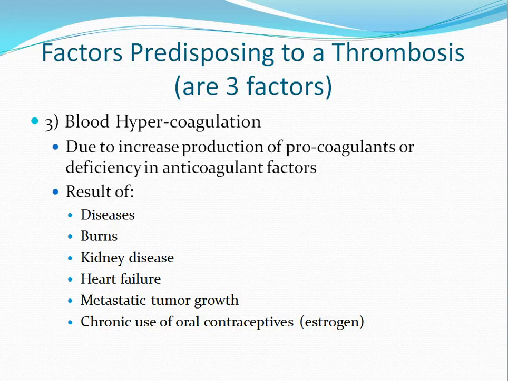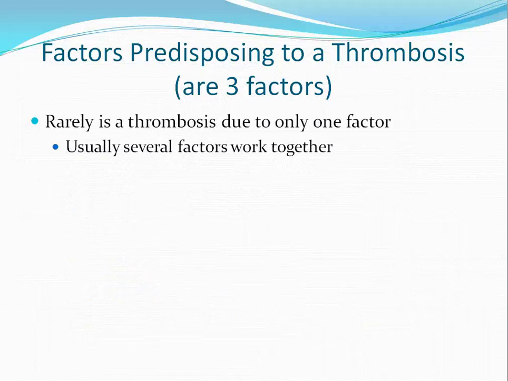The third factor that can predispose a person to a thrombosis is blood hypercoagulation. This is due to excessive production of procoagulants or due to a deficiency in anticoagulant factors. This might be the result of various diseases, burns, kidney disease, heart failure, metastatic tumor growth, or chronic use of oral contraceptives, especially estrogen. It is important to note that rarely is a thrombosis due to only one factor. Usually several of these factors work together in the development of a thrombosis.